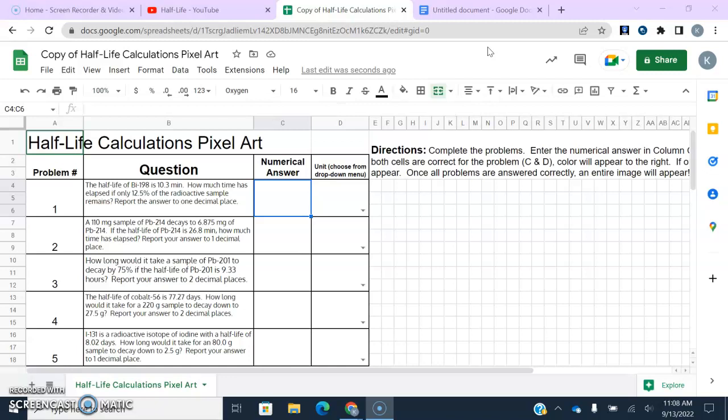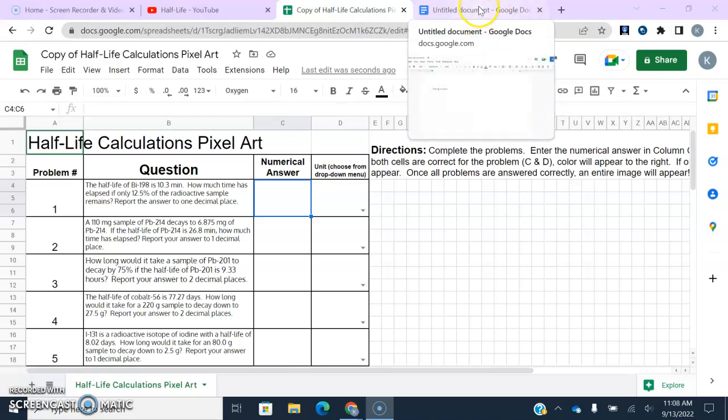But since we are just starting this concept, I wanted to show you how to complete this activity and also do a couple of examples with you. I'm going to do number 1 and number 3 and then show you what it should look like when you're correct. Okay, so we're doing half-life.